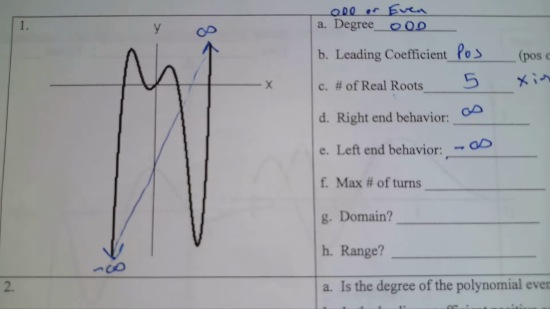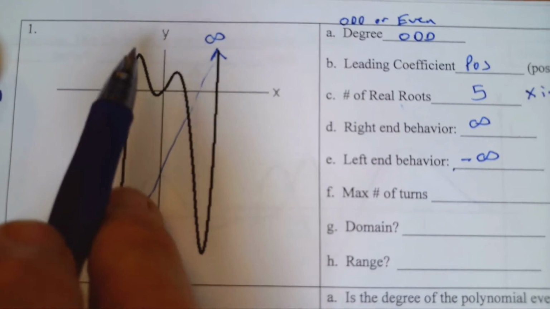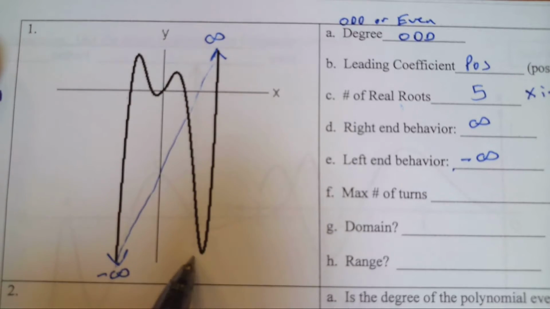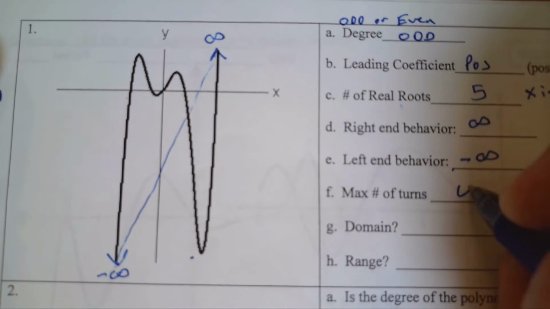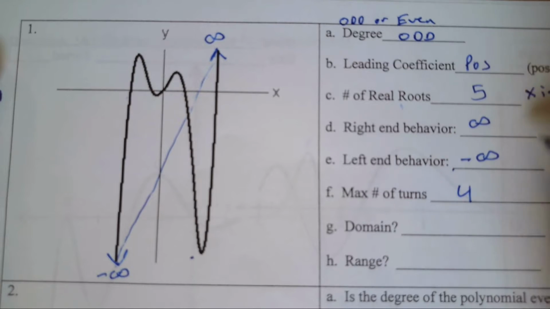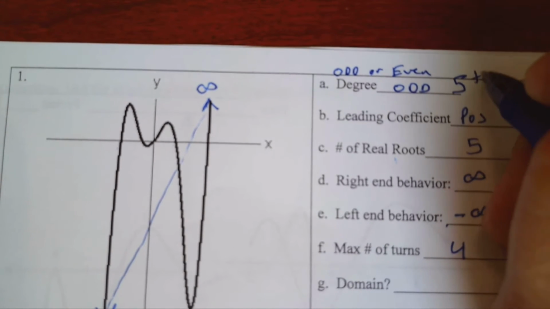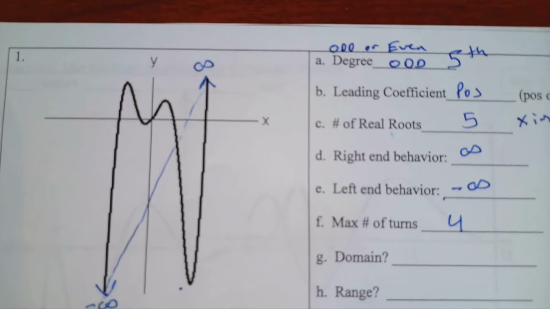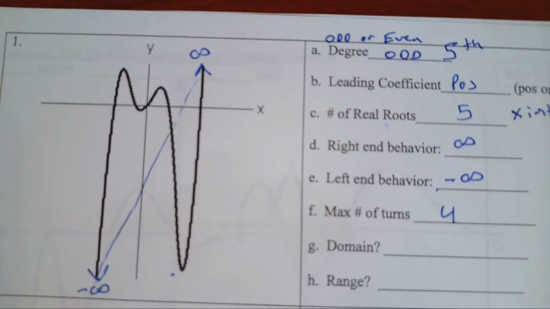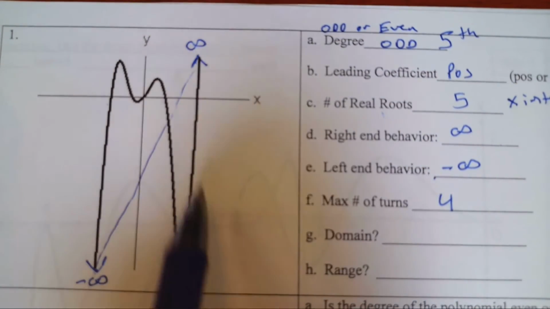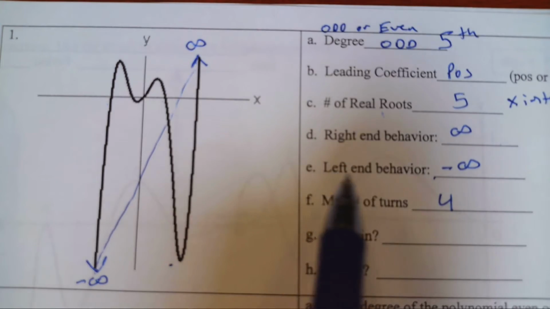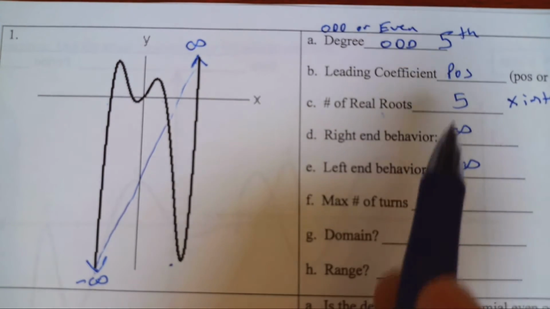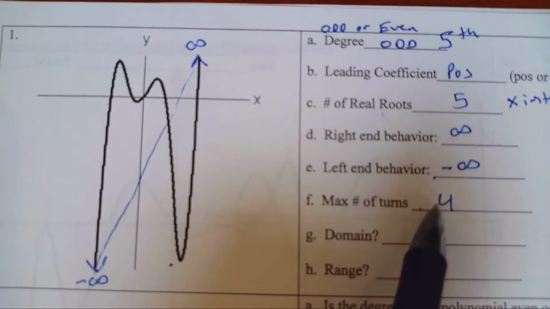Max number of turns, you just count them. So you have 1, 2, 3, 4 turns. Now if we're thinking about what the degree of this is as far as a number, besides it just being odd, if I have 4 turns, it's probably a 5th degree. It's at least a 5th degree. And it can't be less than that. It's not like this can be a 3rd degree because it has 4 turns. Turns versus degree, minimum degree, the difference is 1. You either add 1 to the turns or subtract 1 from the degree to find the turns.